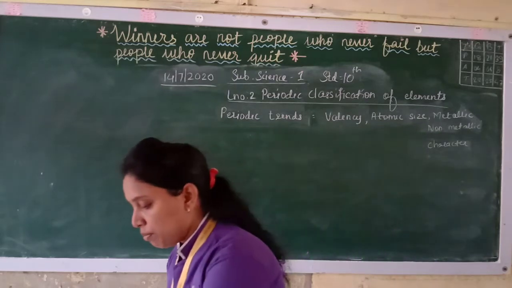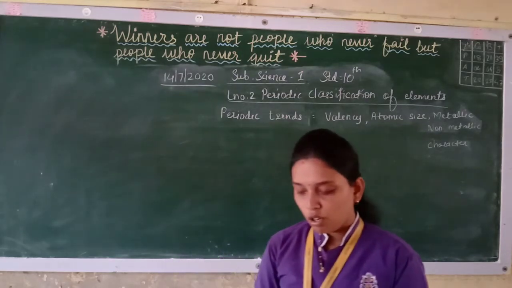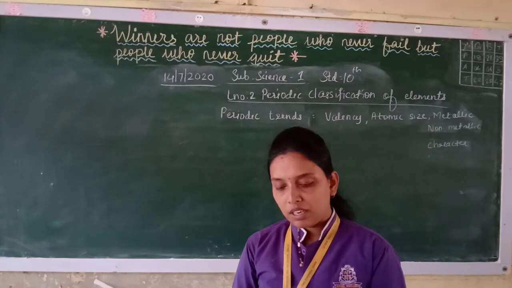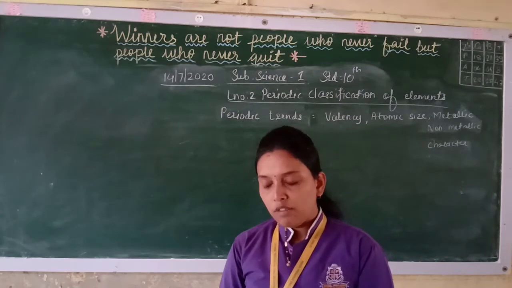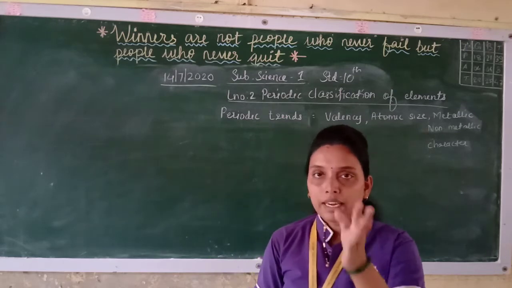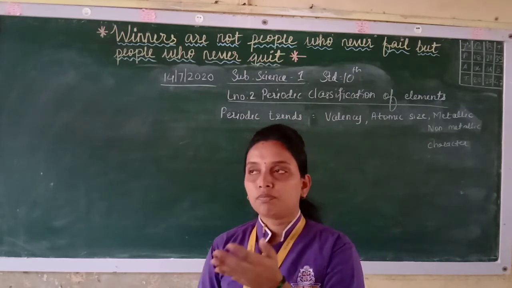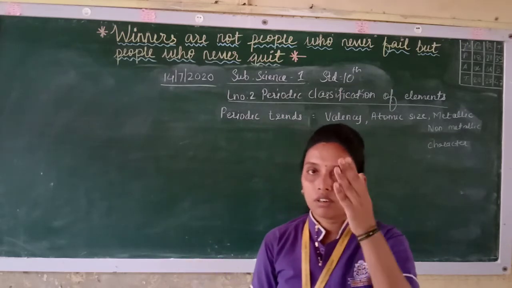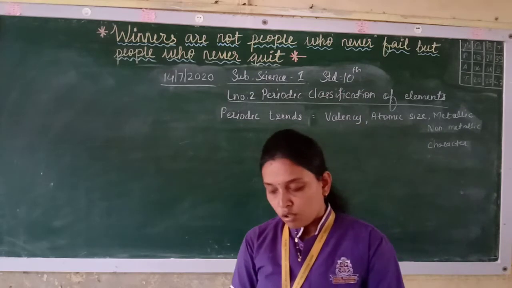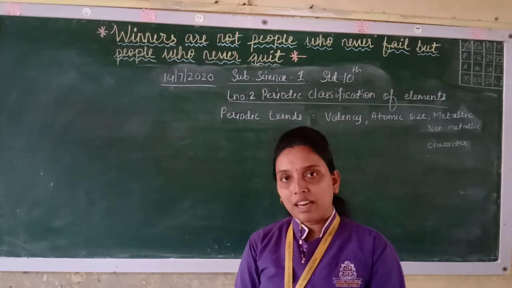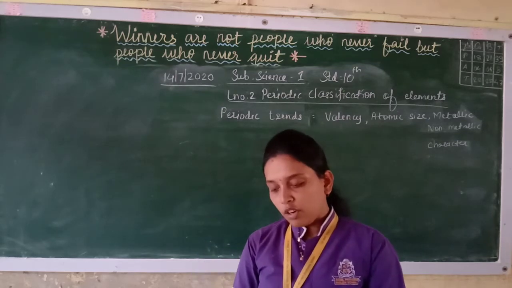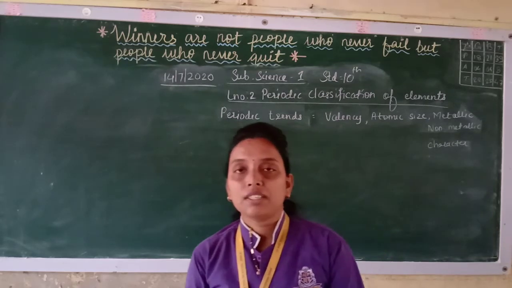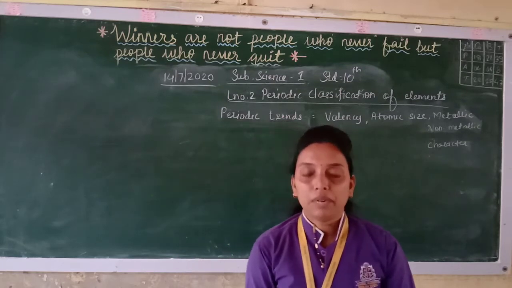Now see, when the properties of the elements in a period or a group of the modern periodic table are compared, certain regularity is obtained in their variation. If you compare the elements group wise or period wise, means vertical or horizontal, you will find some variations, and that is known as periodic trends. Now, we are going to consider here valency, atomic size, metallic character and non-metallic character.